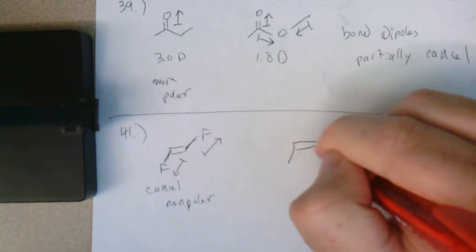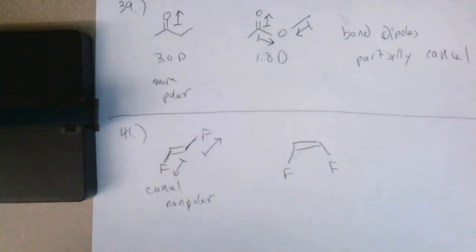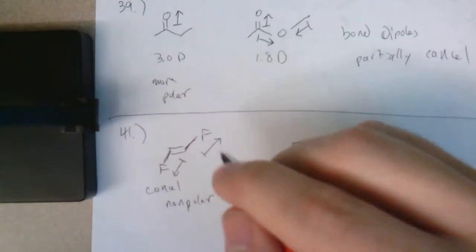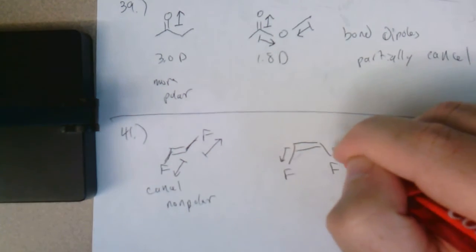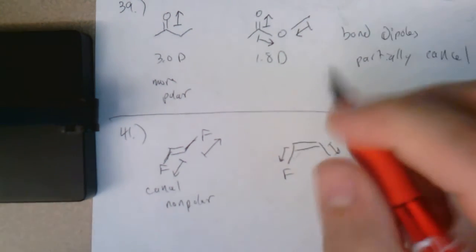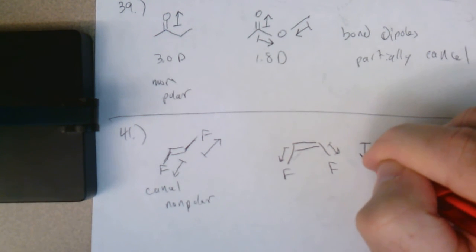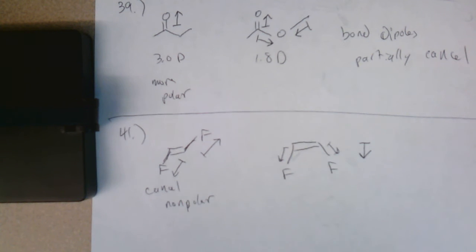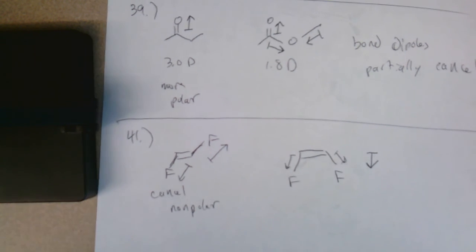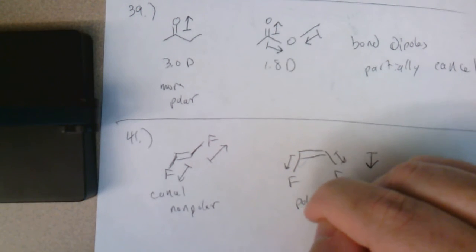Compare that to the cis difluoro in B, where both the fluorines are pulling down. Then overall, and I'll draw the overall one to the right in each case. Overall, my left to right components cancel, my up and down components add together, so overall I get a dipole pointing down. So this is polar.